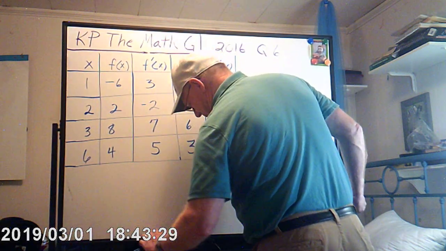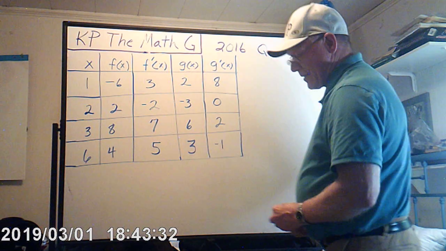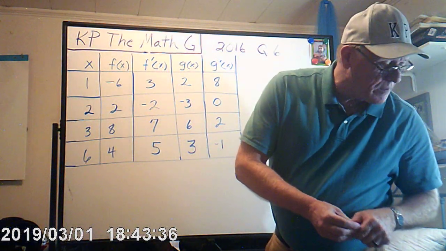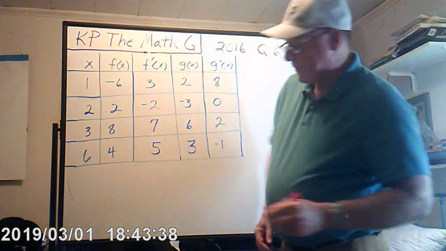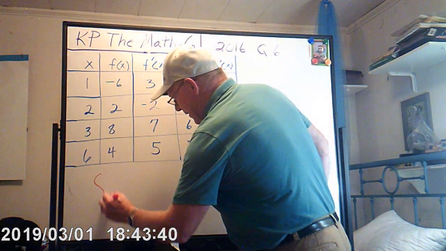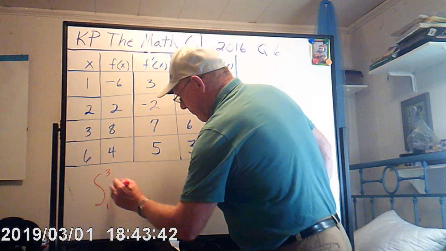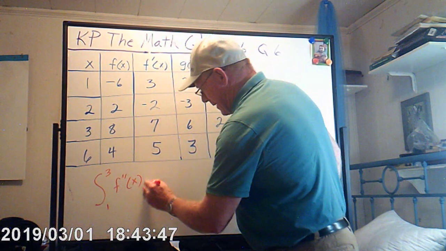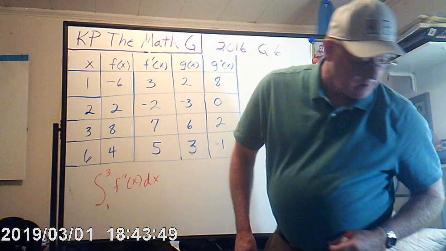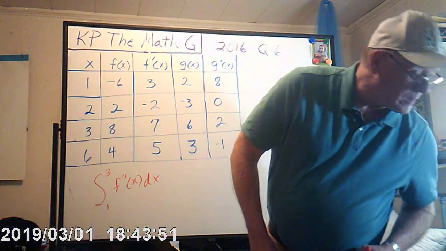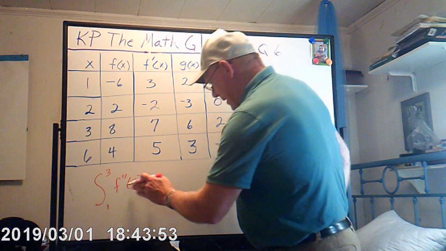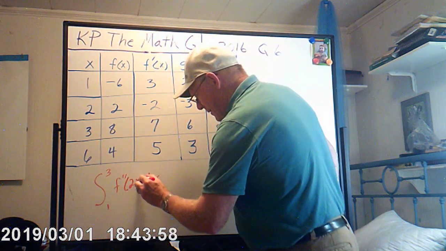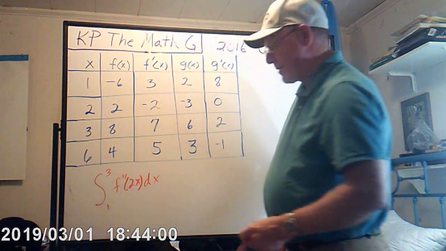The thing is, it's not so much the antiderivative, it's what's inside here. So we're going from 1 to 3, and here is f double prime at 2x dx. It's not x, it's 2x, and you have to be extremely careful with that.